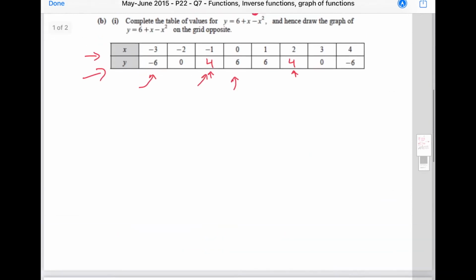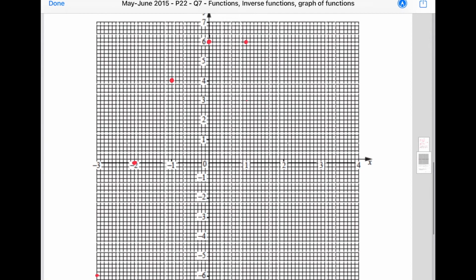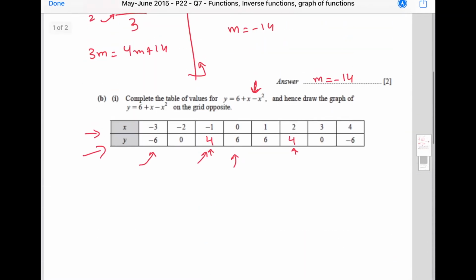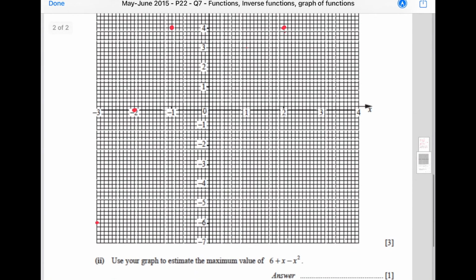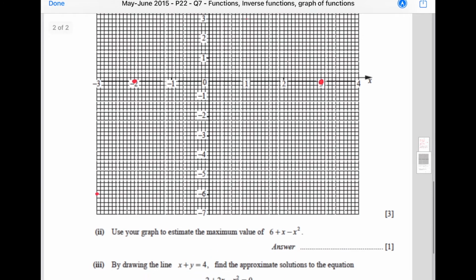Yes. Okay, the next value is 2 and 4. 2 and 4 is going to be somewhere around here. Okay. The next value is 3 and 0. 3 and 0 is easy. It is going to be over here. And the last value is 4 and negative 6. 4 and negative 6 is supposed to be this right here.